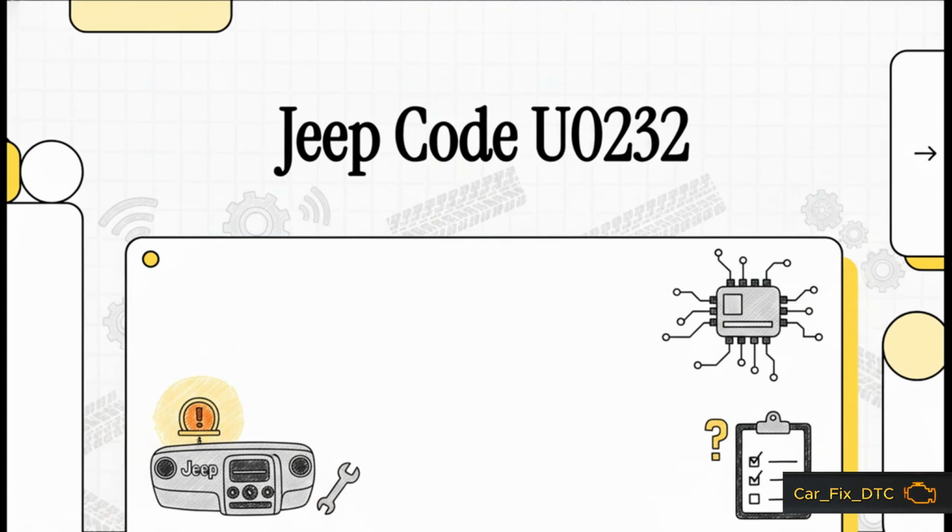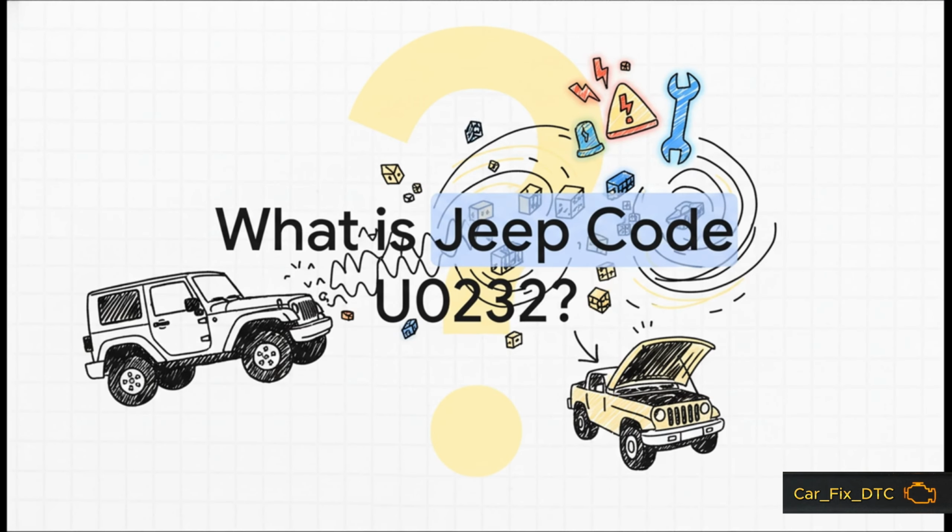Let's be real, there is nothing more frustrating than driving along, minding your own business, and then bam, a warning light pops up on your dashboard. Right? It's confusing, it's a little worrying, and you just want to know what's going on. Well, if you're a Jeep owner and you're seeing the code U0232, you are in exactly the right place. We're about to walk through what that code means and, more importantly, what you can do about it. So let's just dive right in.